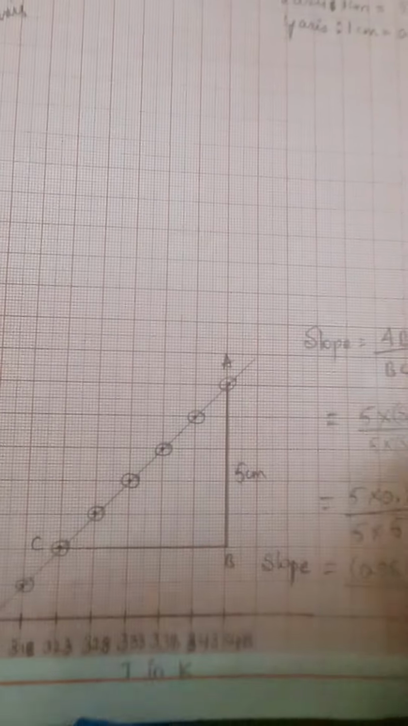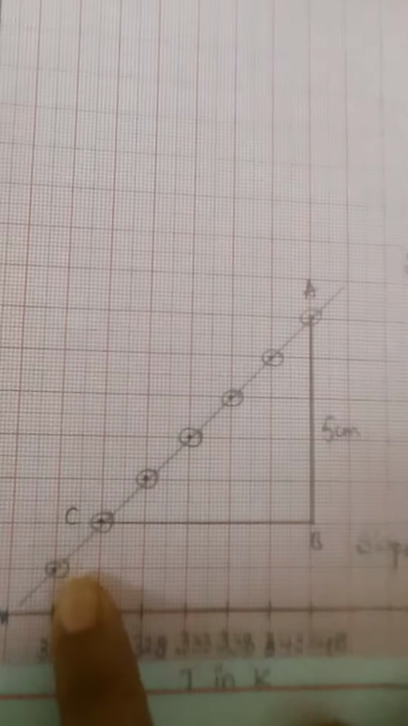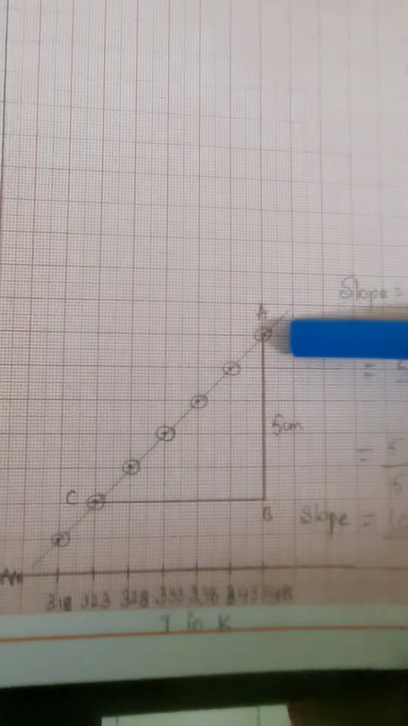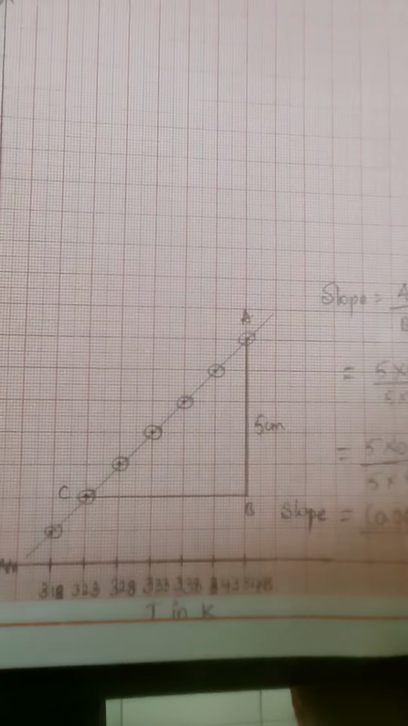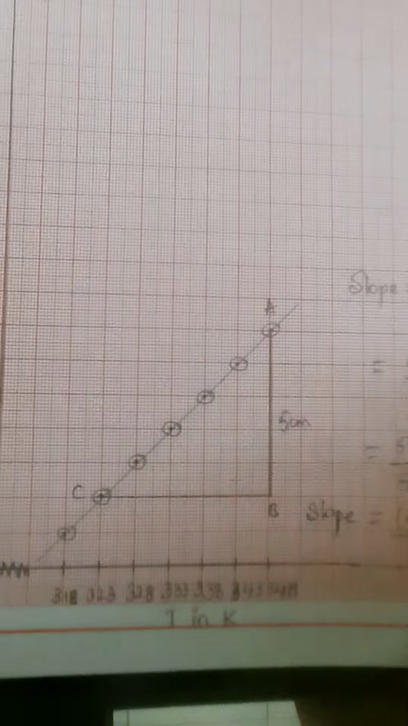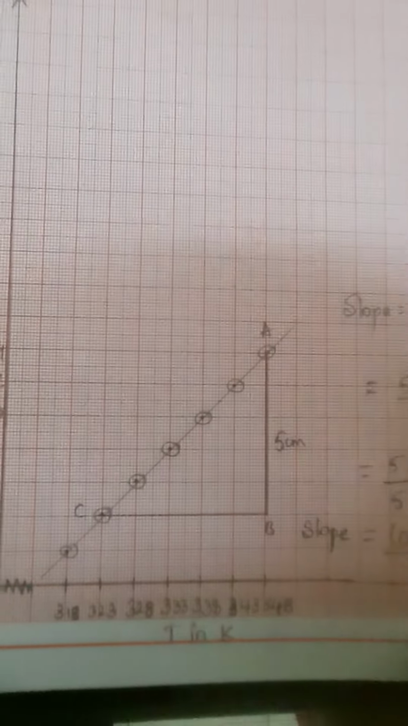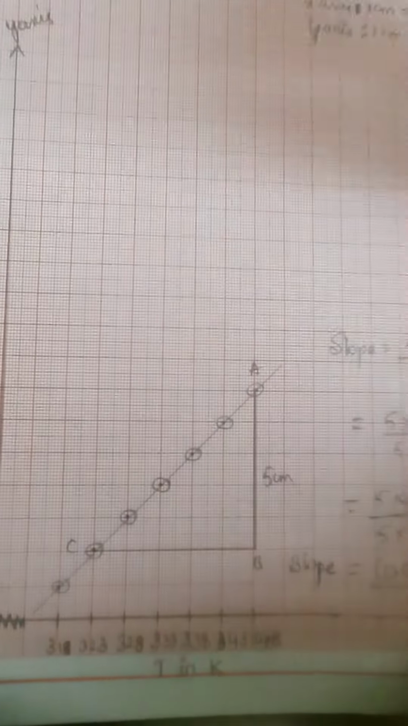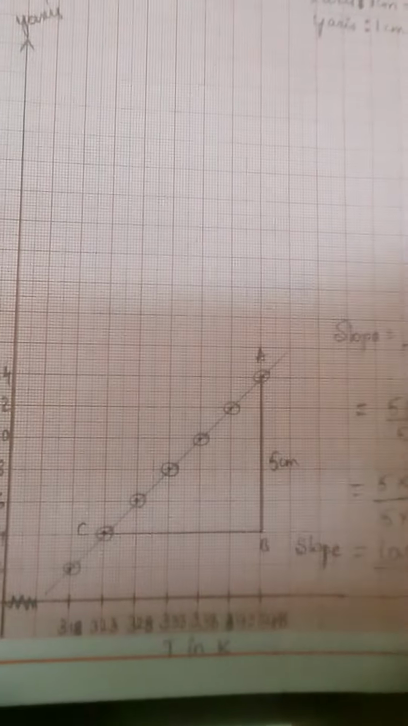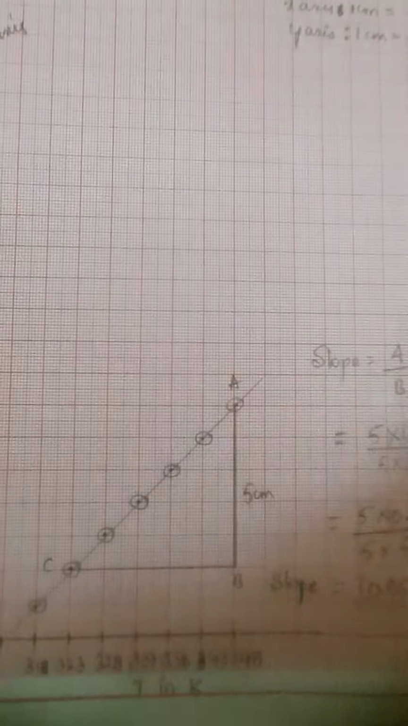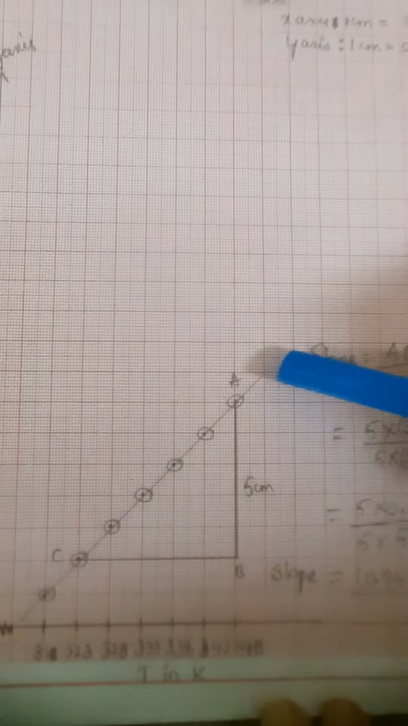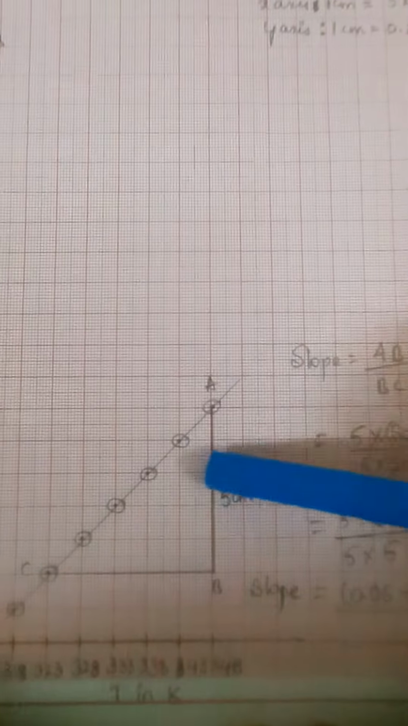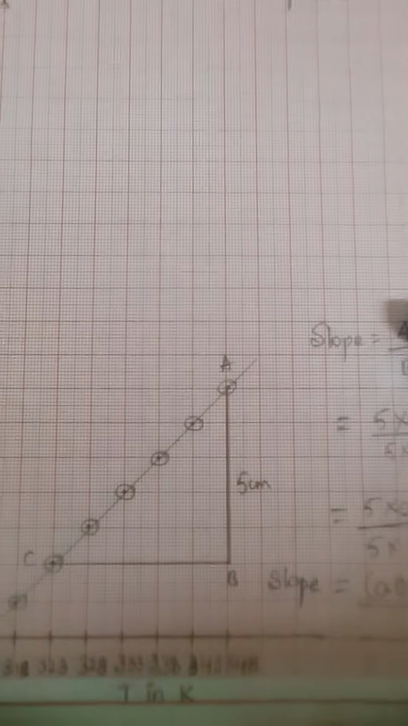You have to plot the readings starting from 45 up to 80. Then after marking the points you have to draw the straight line. Sometimes all points will not join, so try to join all the points so that you get a straight line. After that you have to encircle the points. Then you have to draw the right angle triangle for calculating the slope value.